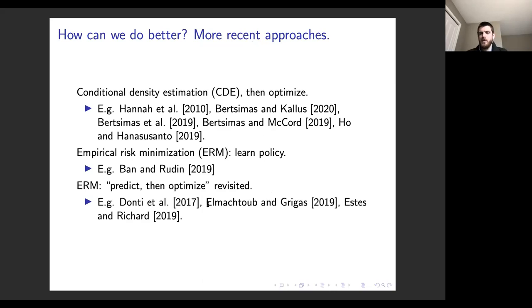So what are we doing now? What does the literature say now? There's basically three approaches that I've seen. One is conditional density estimation, then optimize. And the other two are based on empirical risk minimization. I'll go through these one at a time.